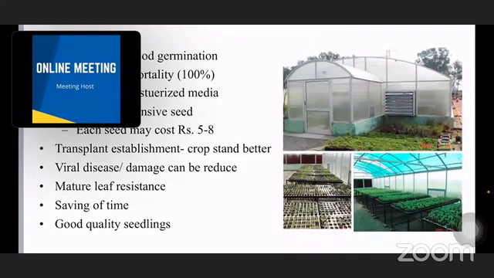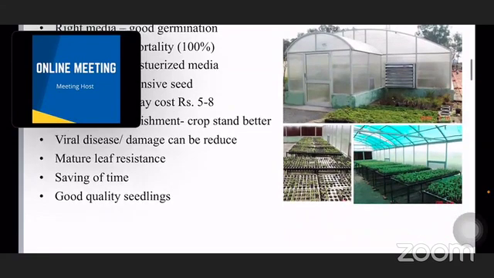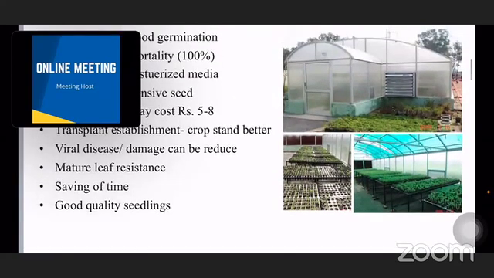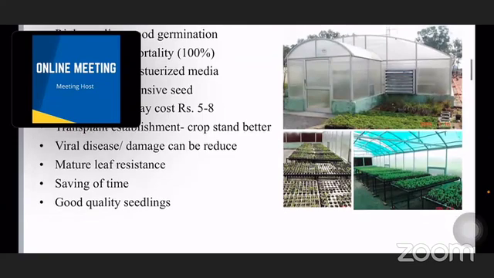Then here stand-type growing tables are also there. This helps transplant establishment, everything will be easy, and it also reduces viral, bacterial, and fungal damage, because here we are using treated media also.